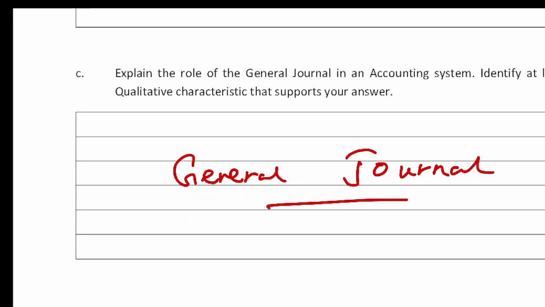Recording each transaction by identifying source documents. Can we account for transactions by identifying source documents before posting to the general ledger?